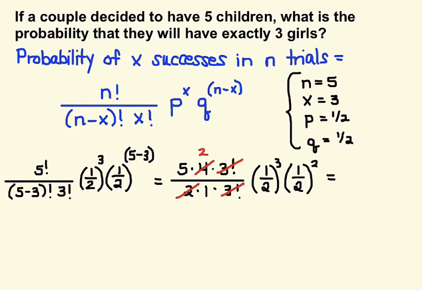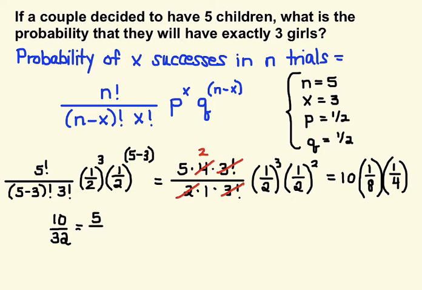Put that back. Okay, so I end up with 10 times 1/2 to the 3rd is 1/8, and 1/2 squared is 1/4. And this reduces to 10 divided by 8, and 8 times 4 is 32. Right, 10 over 32. And that reduces to what? Cut it in half, 5/16. So the probability is 5/16.